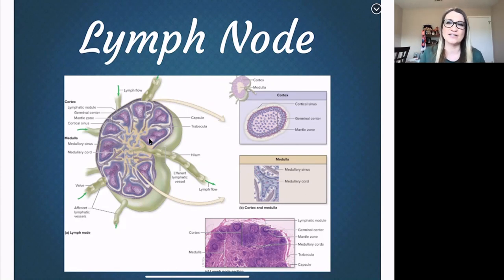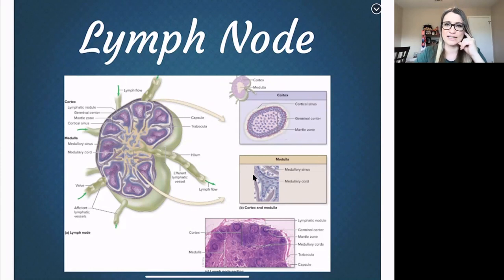T cells cannot detect pathogens on their own, and that's why they rely on macrophages and dendritic cells. That's why you're usually going to see them together in places, so that the macrophages and dendritic cells can pass on the message to the T cell. And then B cells are the cells that produce your antibodies. These are the cells making the antibodies against the pathogens.